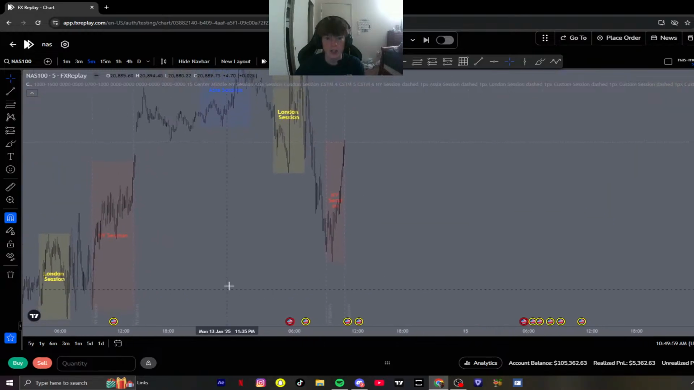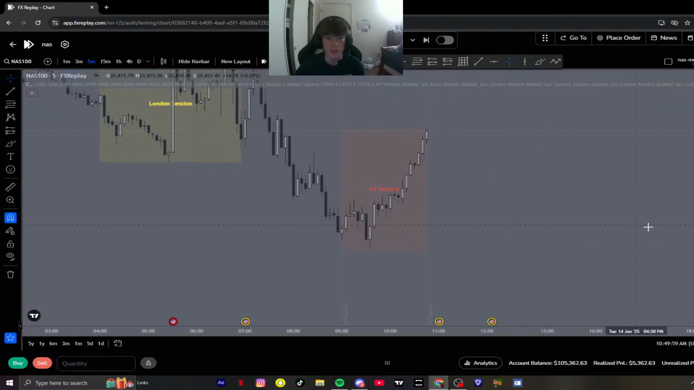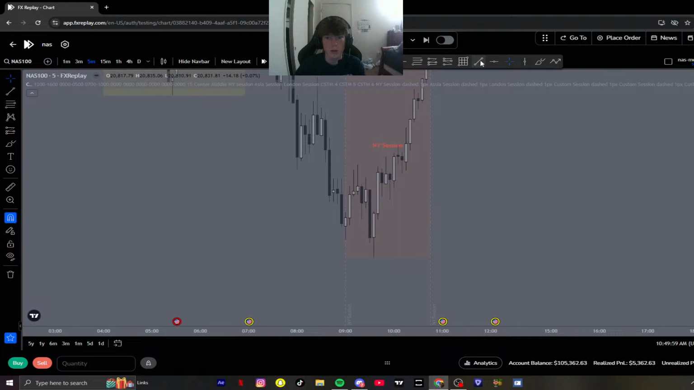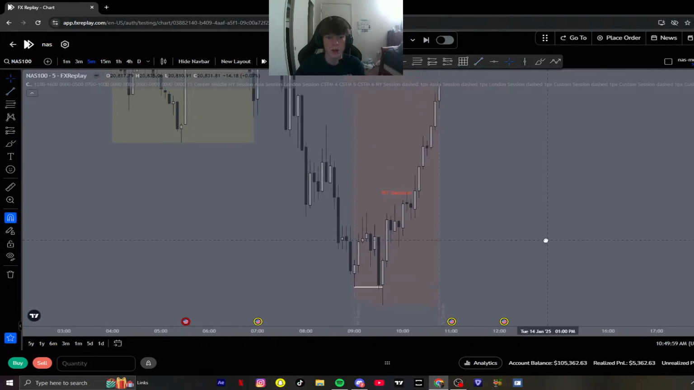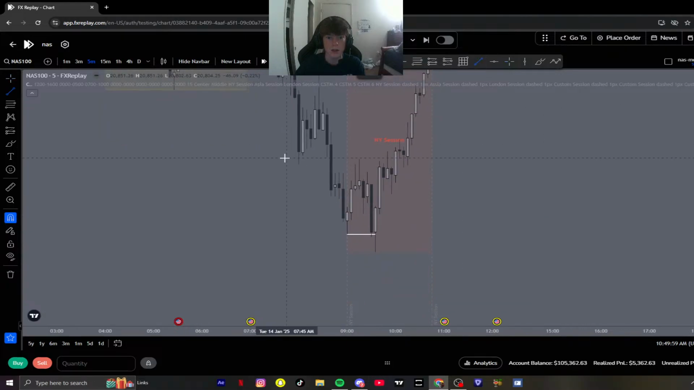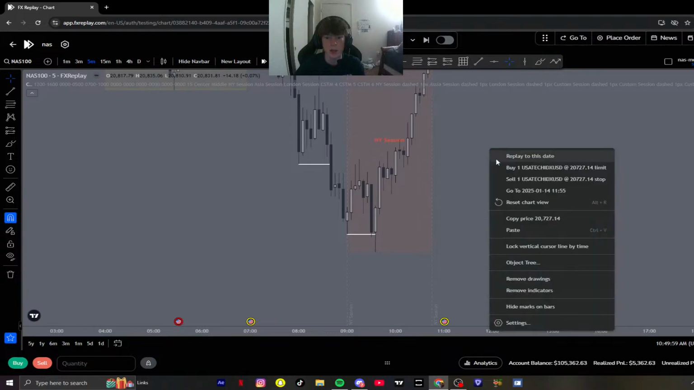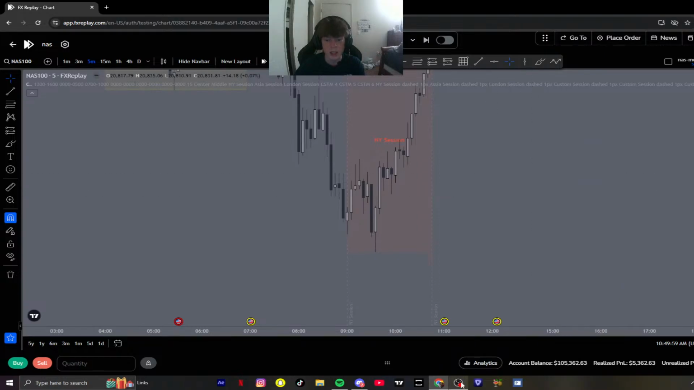Again, if you don't understand these concepts, go watch TJR because he explains it very, very well, right? Liquidity right here. Boom. What does it do? Gets swept, goes in the opposite direction. What does price do? Boom. Sweep, goes down a little bit, then goes in the opposite direction. Liquidity is the most important thing in trading.